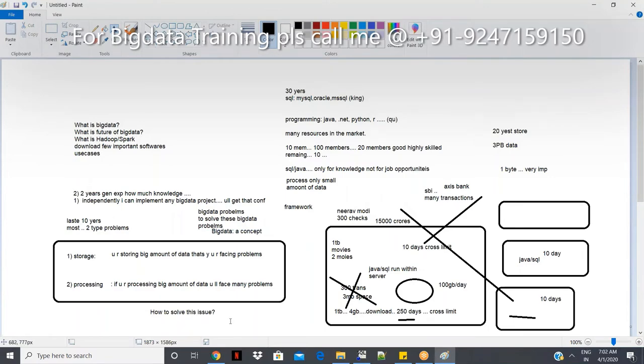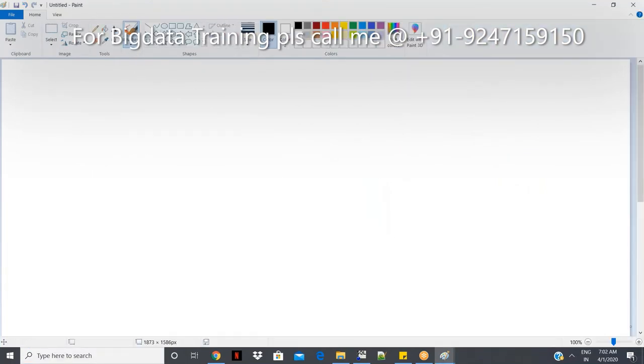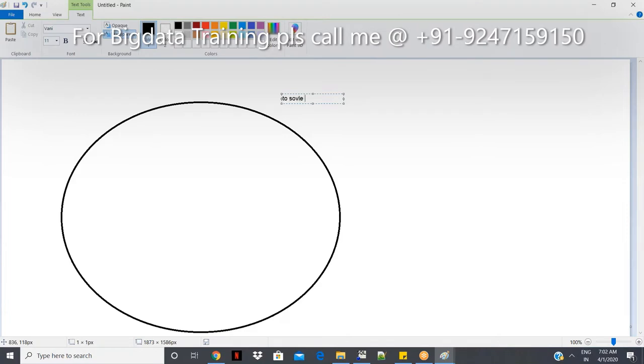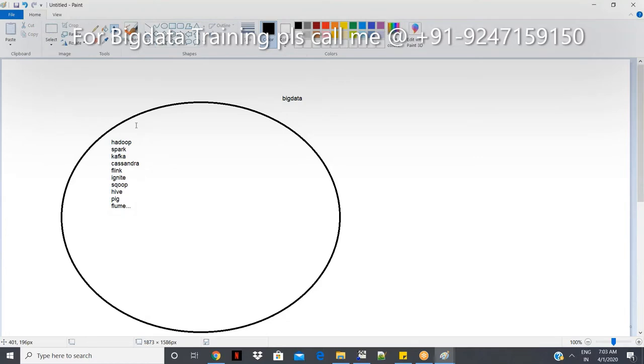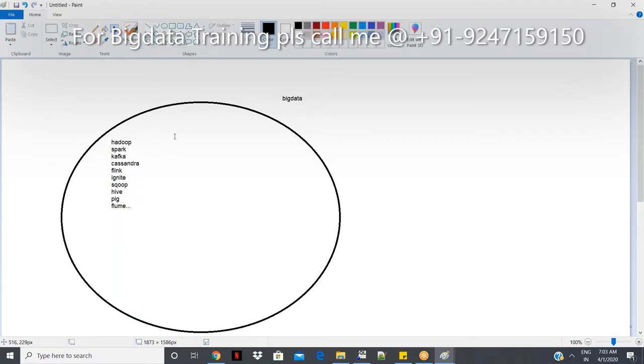big data uses different types of technologies to solve these big amount of data problems. You are facing a lot of problems related to a big amount of data. To solve these big data problems, what are the technologies? Hadoop, Kafka, Cassandra, Flink, Ignite, Sqoop, Hive, Kafka, and so on. Many big data projects are available. To solve this big data problem, you are using different types of frameworks to solve these issues.